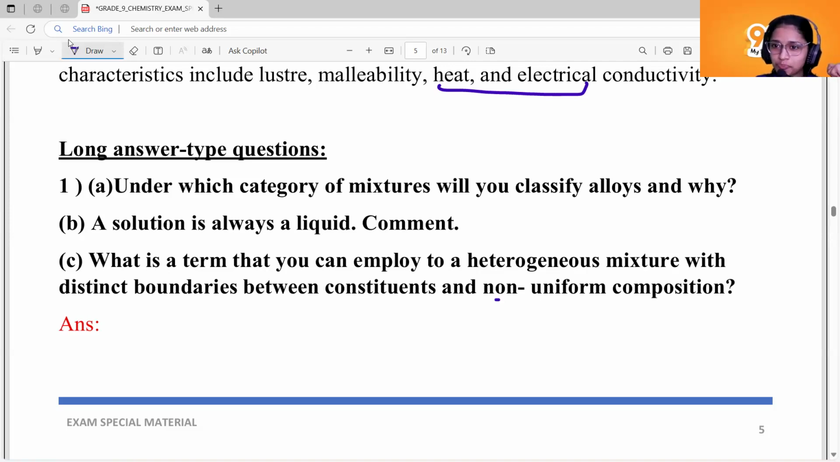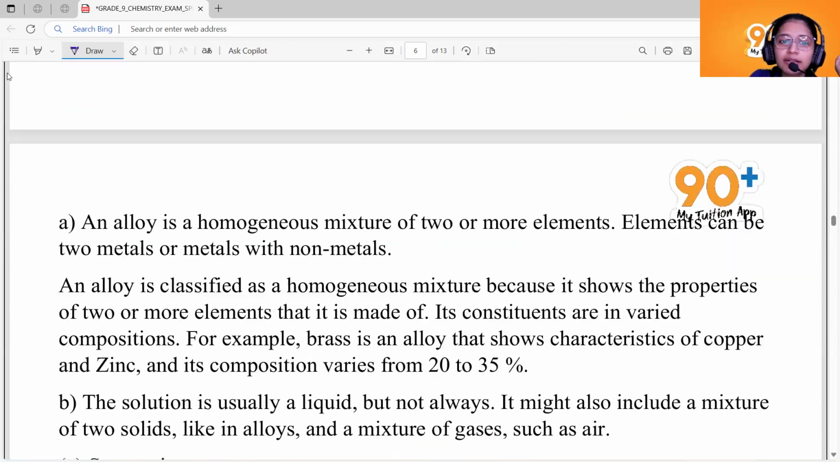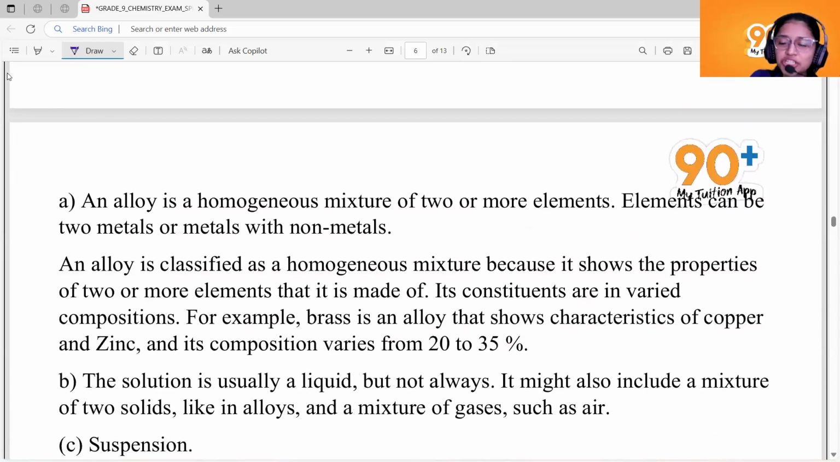So what are we referring to? Are we referring to solutions? Are we referring to colloids, or are we referring to suspensions? Yes, we are referring to suspensions here. It is a suspension, a heterogeneous mixture where there's a non-uniform composition in the constituents and there are distinct boundaries between the constituents. So suspension is the answer. For an example, you can write sand in water. Is it clear?